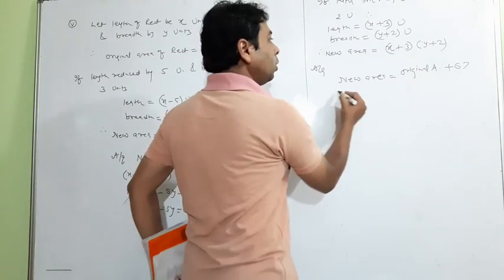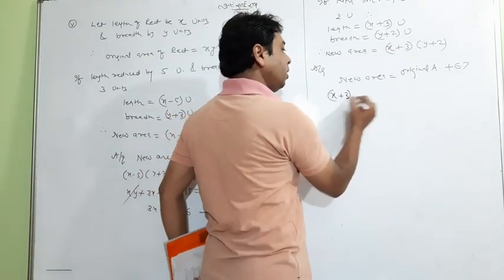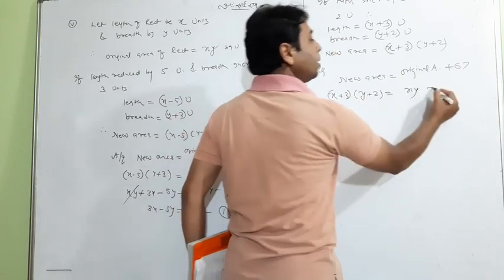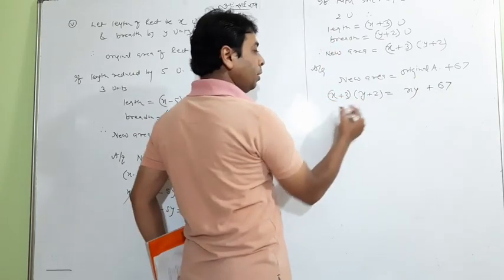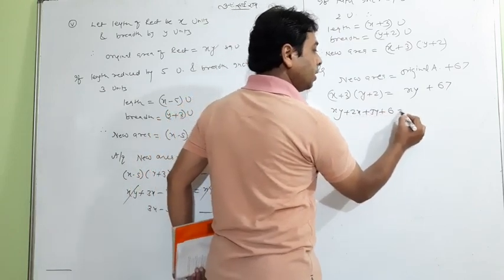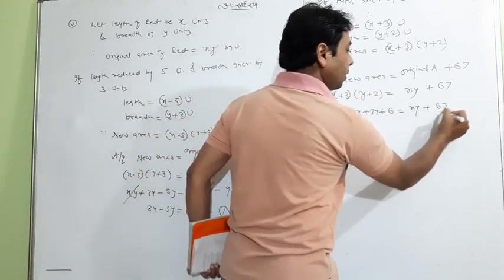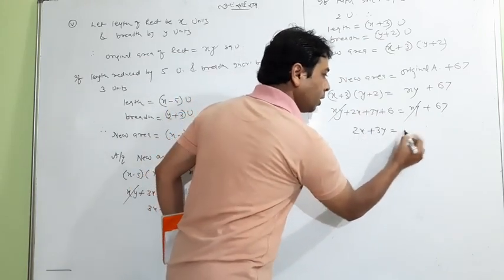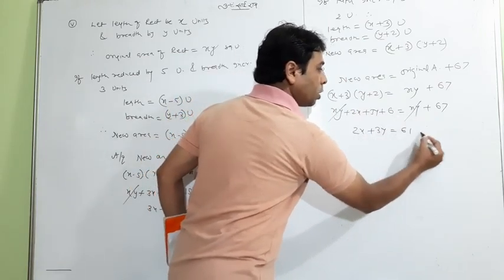So what is the new area? x plus 3, y plus 2. And what is the original area? It is xy plus 67. Multiply here: xy plus 2x plus 3y plus 6 is equal to xy plus 67. The xy cancels on both sides. And what remains, guys? 2x plus 3y is equal to 67 minus 6, equal to 61.